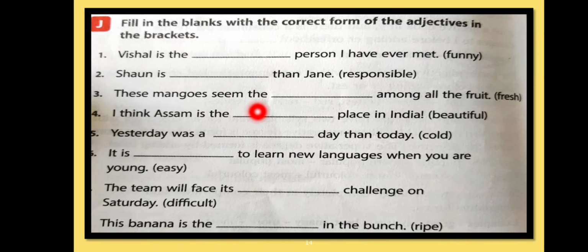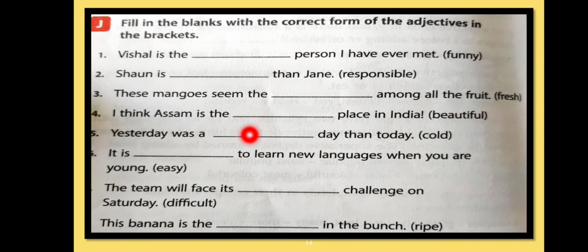These mangoes seem the dash among all the fruit, in bracket fresh. You can see the keyword the is used, so you have to use the superlative form, because it is comparing more than one fruit among all the fruit. Mangoes are compared with all the fruits, so you have to use superlative form. The is used, the freshest.